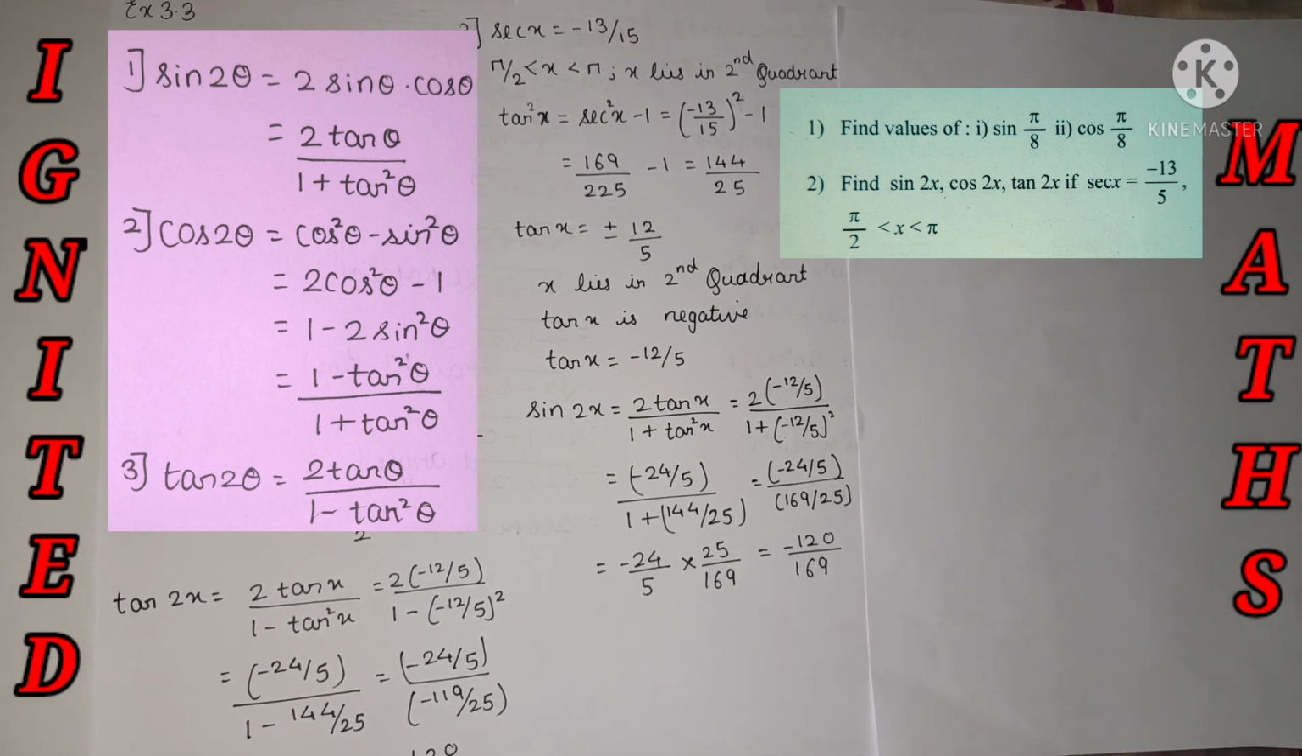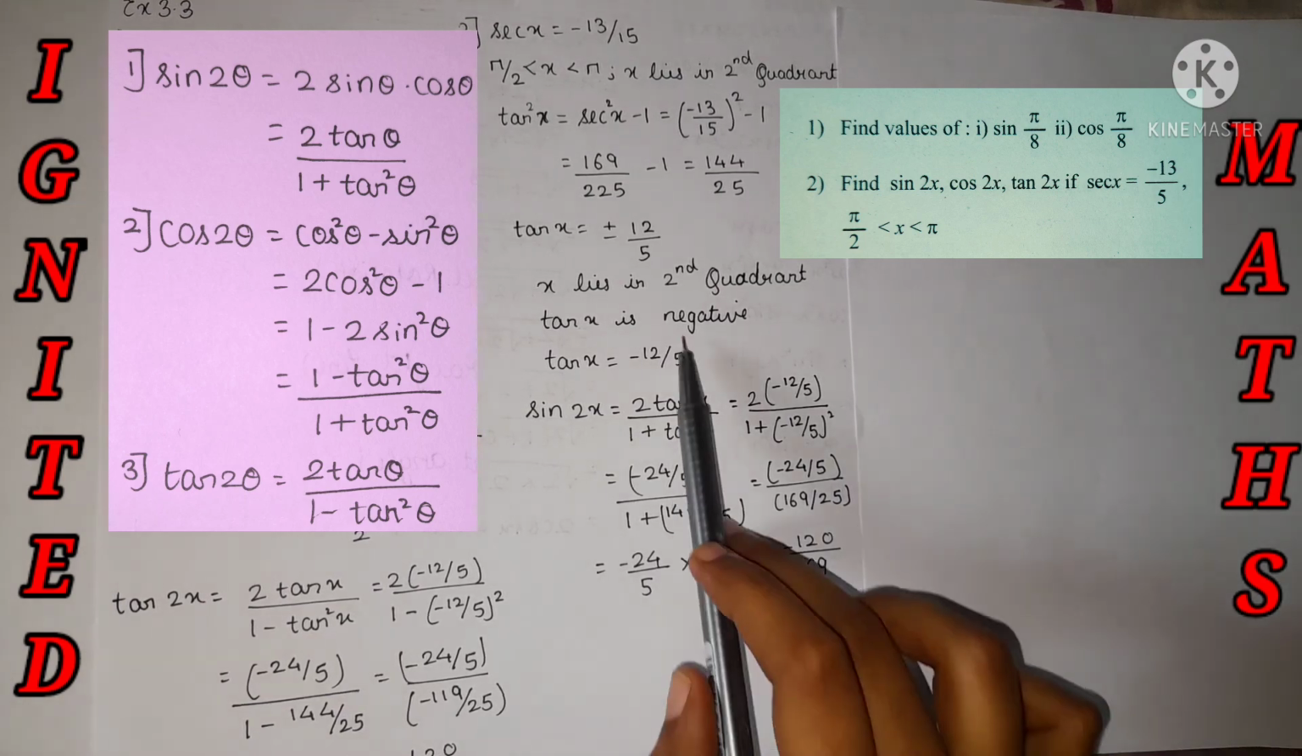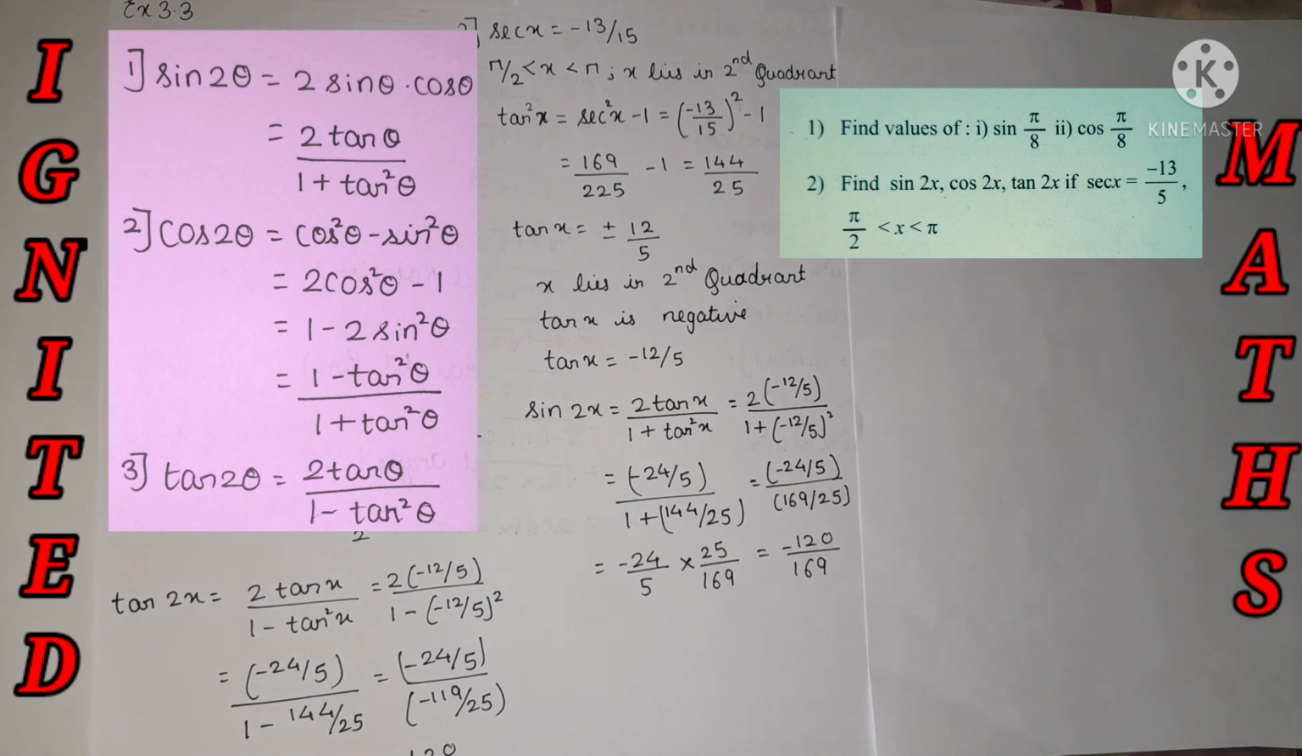And cos 2x, the formula is 1 minus tan square x divided by 1 plus tan square x. We know the tan value, just put the value accordingly and you'll be getting the answer. It's nothing but minus 119 divided by 169. Just cross check it, we'll be getting the same answer.